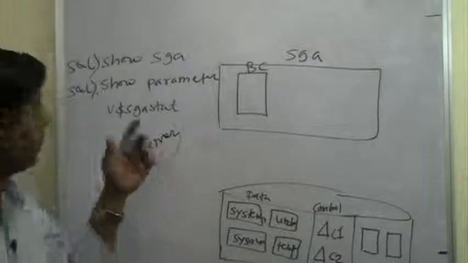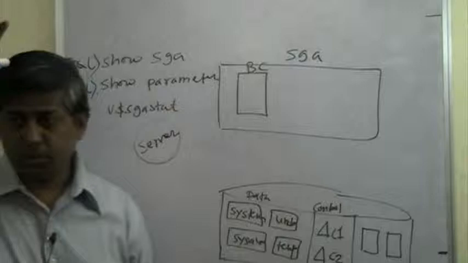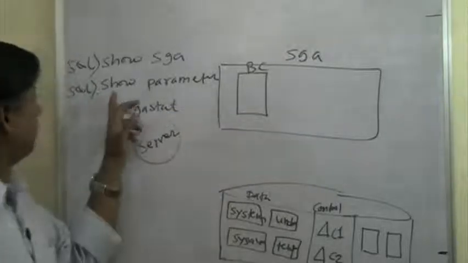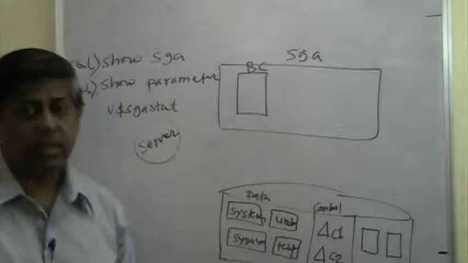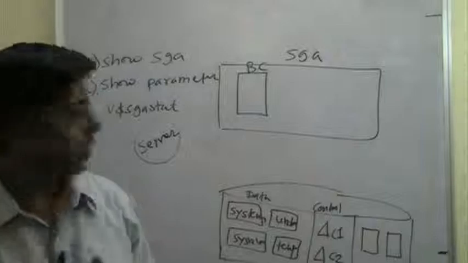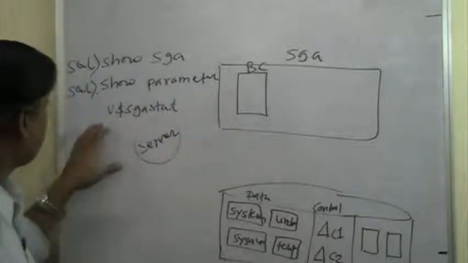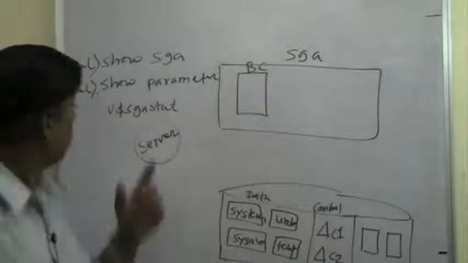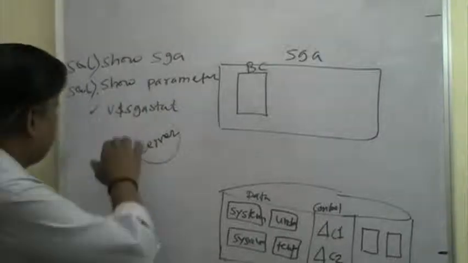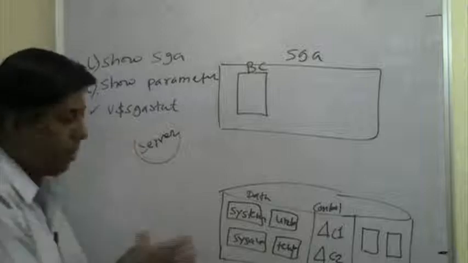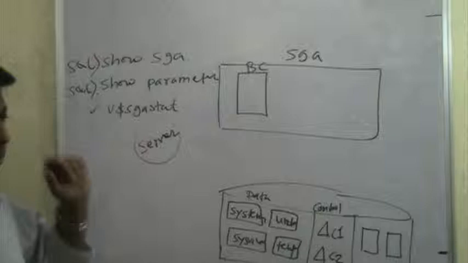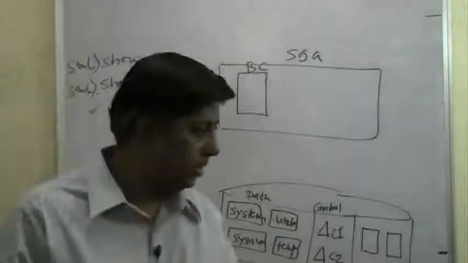So the answer to the question of how you find out the size of your SGA: either you type the command show sga, and it will show you the size of the SGA along with a lot of other subcomponents. Then there is another command, show parameter sga_target. It will show you the value of sga_target. And then V$SGASTAT. I like to go with this because it is the most accurate information. The total sum of all the bytes in V$SGASTAT will also show you the size of your SGA. So that was the second question I had.